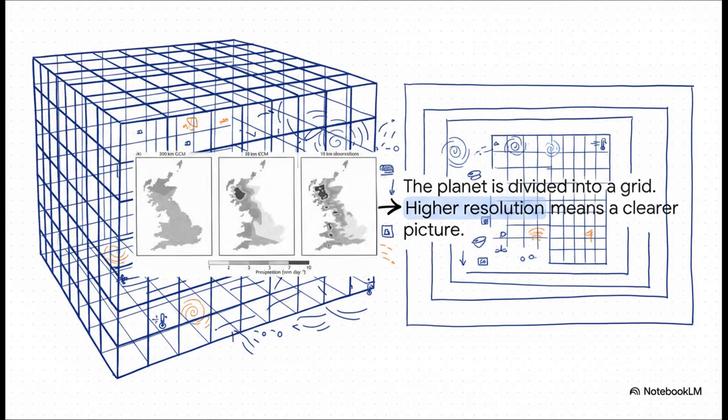So step 1 is creating that grid. Scientists basically cover the entire globe, the atmosphere, the oceans, the land, with this massive 3-dimensional grid. Each one of these little boxes is a spot where the model calculates things like temperature, humidity, and wind speed. A lower resolution model might have boxes that are hundreds of kilometers wide, but the higher the resolution, the more boxes you have, and the clearer and more detailed the picture becomes.